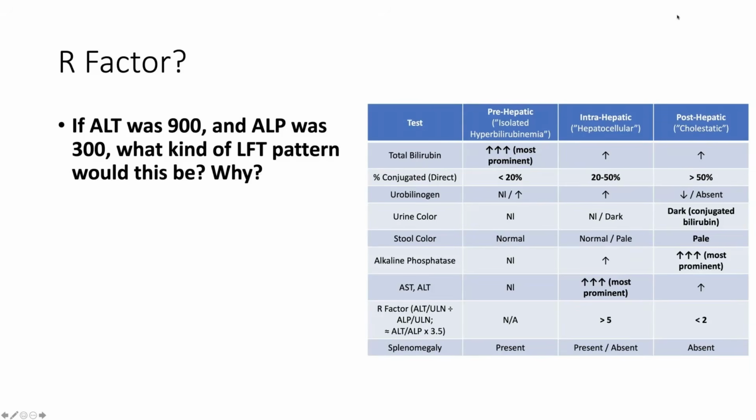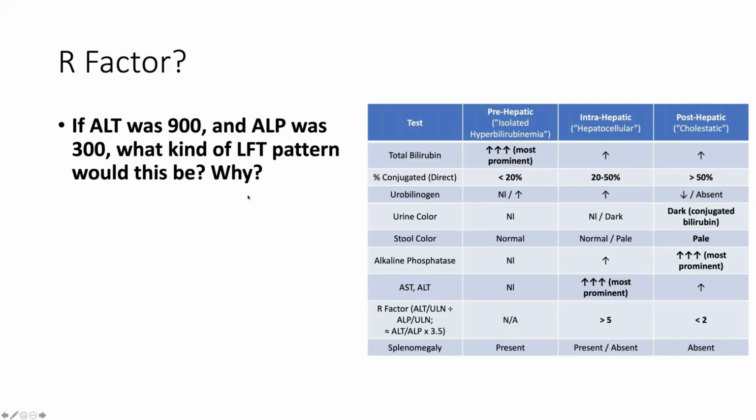So Sujith, let's say that the ALT was 900 and the alk-phos was about 300. What kind of LFT pattern would this be and why? Those were the only two things you knew. Could you calculate the R factor and tell me what the LFT pattern would be? Are you asking if it's hepatocellular or pre-hepatic? This is hepatocellular. Great. And how did you come to that? It's more than 3.5. So 3 times 3.5 is around 10.